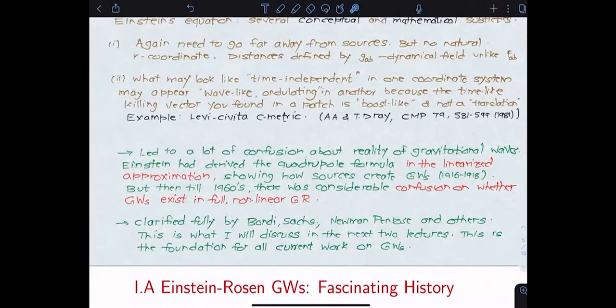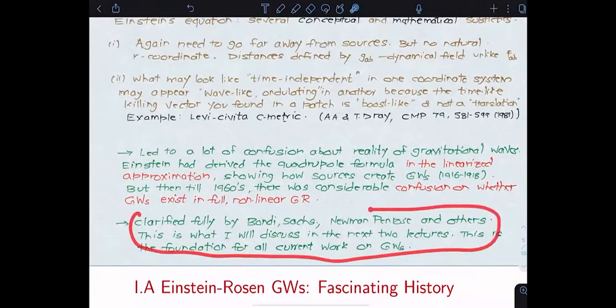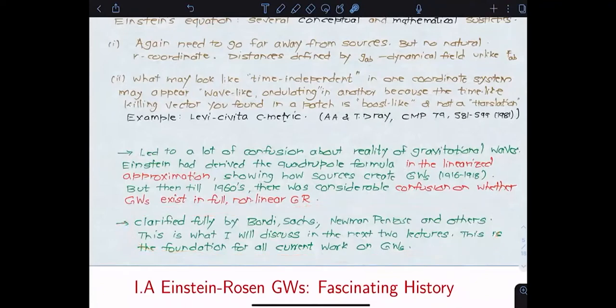And today what we're going to do is see how this was finally clarified in the 1960s and 70s by the groups of Bondi, Sachs, Newman, Penrose, and many other people. And that is what we're going to discuss in the next two lectures. So are there any questions?